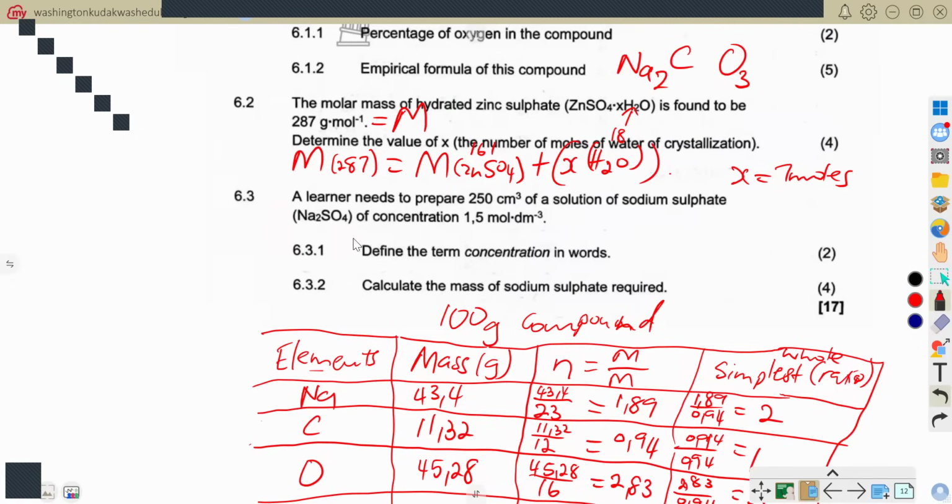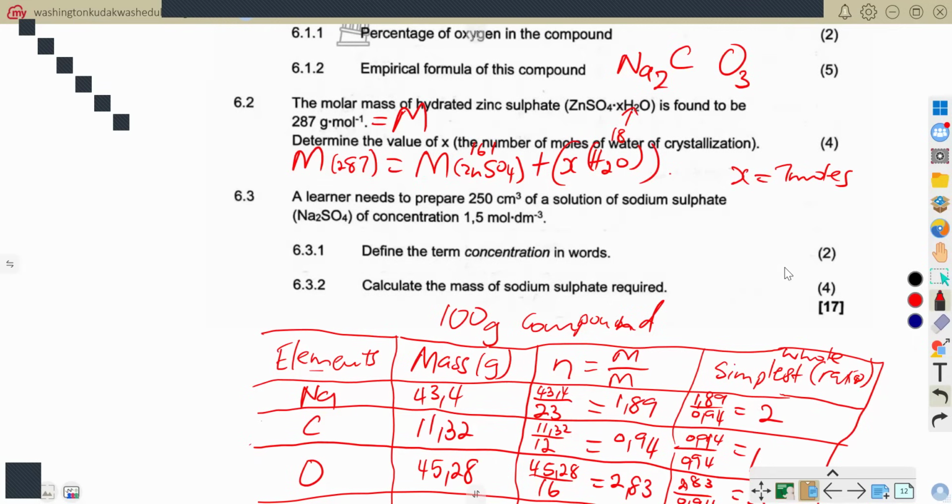Now let's go to 6.3. A learner needs to prepare 250 cubic centimeters of a solution of sodium sulfate of concentration 1.5 moles per decimeter cubed. Define the term concentration. So you would see that concentration is the amount of solute dissolved in a solution that has a volume of 1 decimeter cubed.